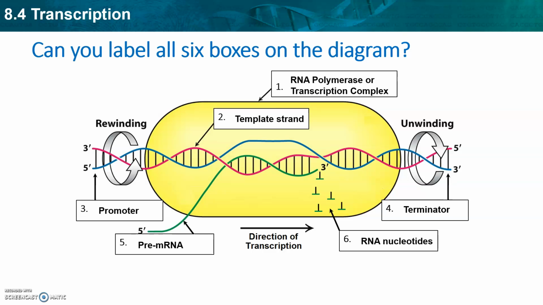And then finally, box number 6 is going to be the RNA nucleotides. That new strand of RNA, the green strand, has to be built out of something, and being RNA, its building block is going to be nucleotides of RNA. So ribose sugar, adenine, guanine, cytosine, and uracil would be the nitrogen bases of those RNA nucleotides.